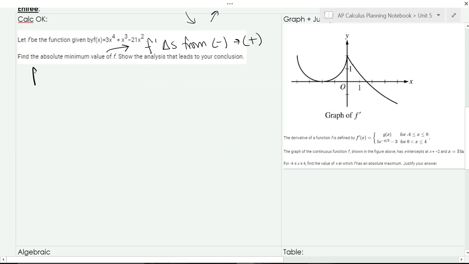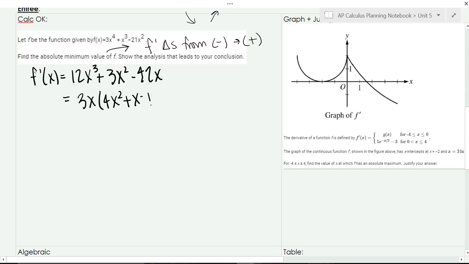So f prime of x, we also know that, remember, when that minimum occurs, that slope is 0 at that point. So we're going to say, where do we find the slope equals 0? So let's take the derivative of this function, and I get 12x cubed plus 3x squared minus 42x. Let's take a GCF out. Let's take a 3x out, and then we're left with 4x squared plus x minus 14.